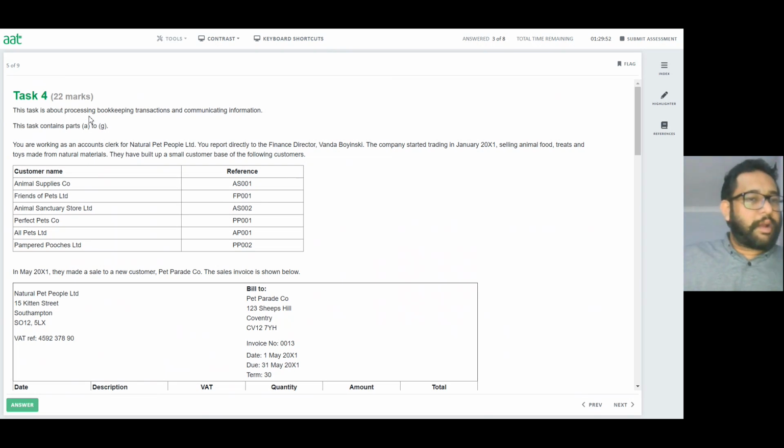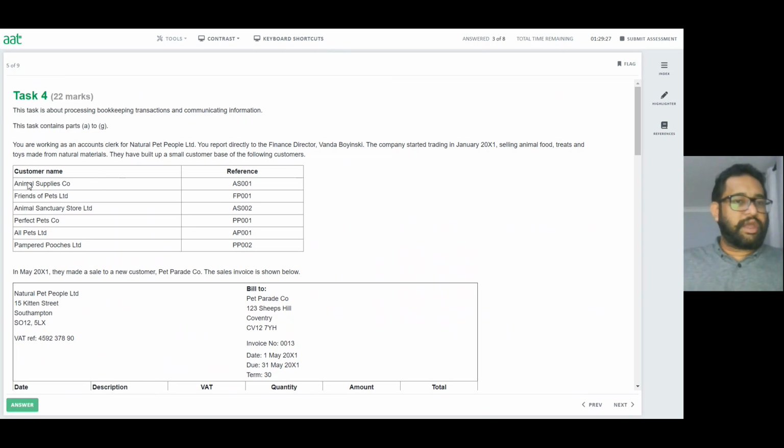This task is about processing bookkeeping transactions and communicating information. So here ITBK is coming back to haunt us. Nah, nothing to haunt. These are very easy, but we have to give a little bit extra attention to these kinds of questions because they require some application skills.